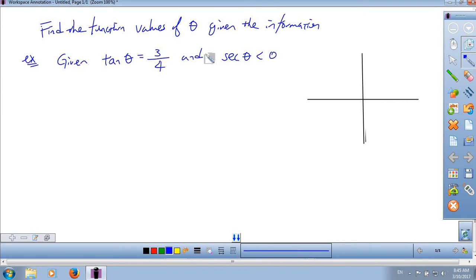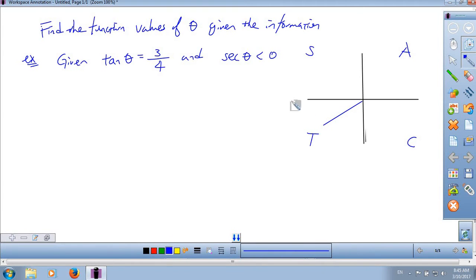So tangent is positive, but secant is negative. Now remember ASTC, the acronym, all students take calculus. Tangent is positive in the third quadrant and first quadrant, but secant is negative, so the only quadrant that's possible is the third quadrant. So this angle is in the third quadrant.